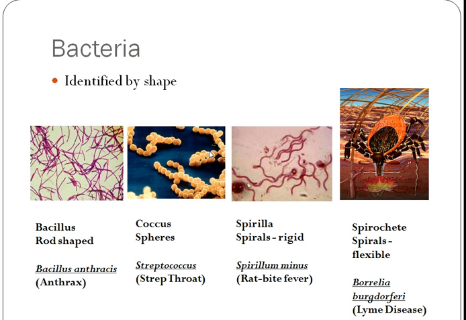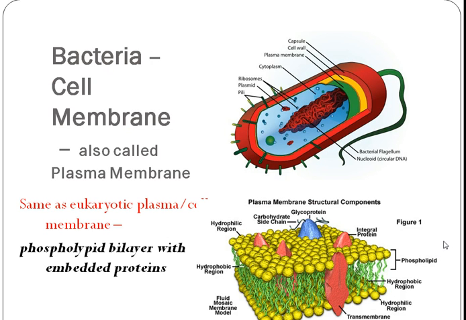So generally what we're familiar with are the bacteria. We identify them by shape. I put this in just simply because it was interesting. Here's anthrax, strep throat, which you're all familiar with, I'm sure, rat bite fever, and Lyme disease. These are various shapes of bacteria that we can identify.